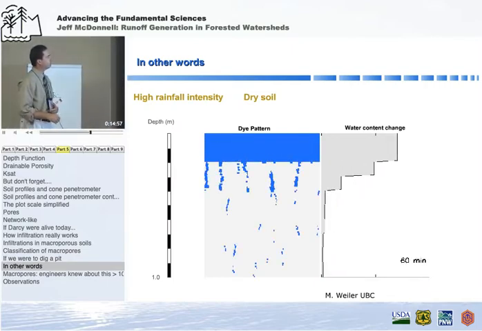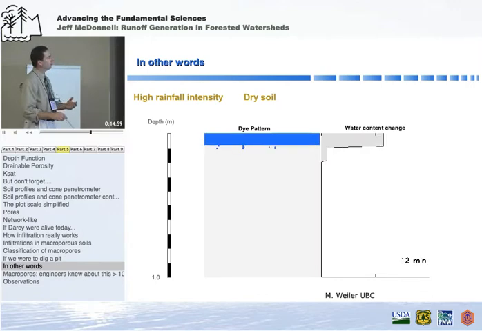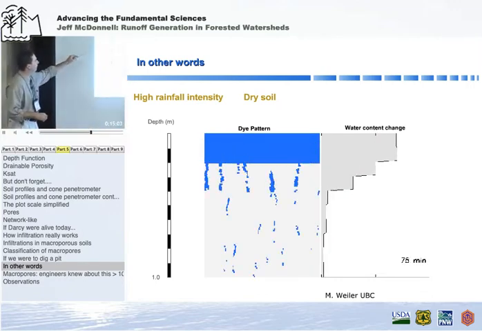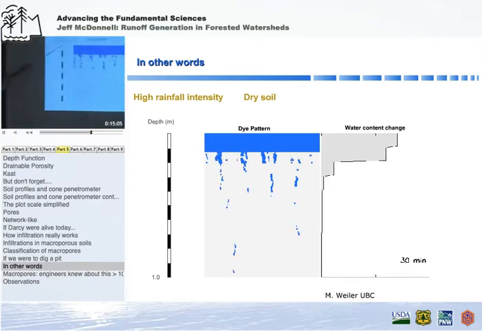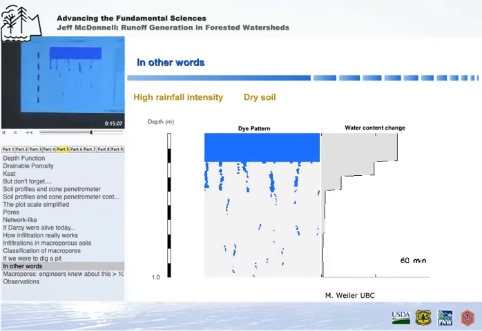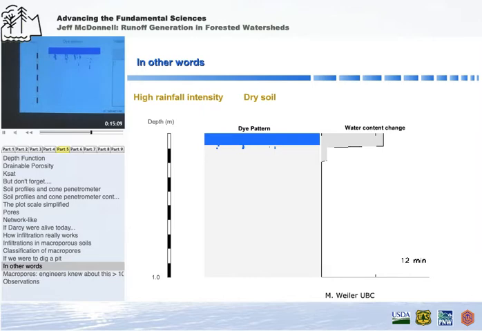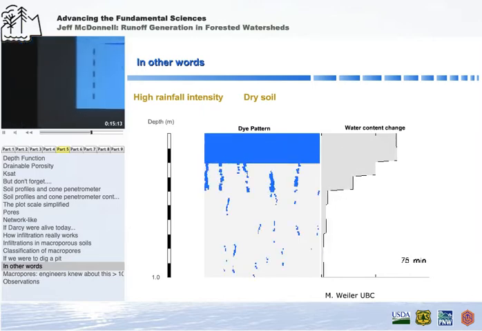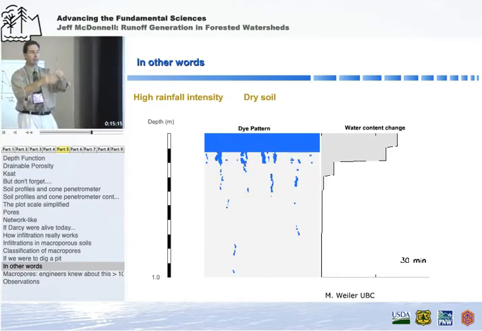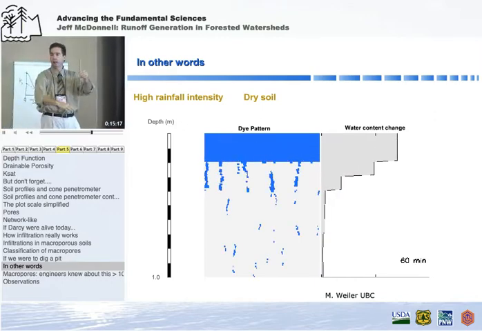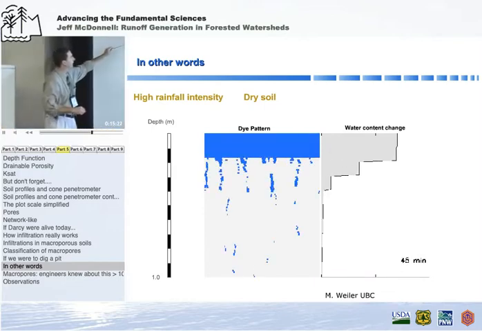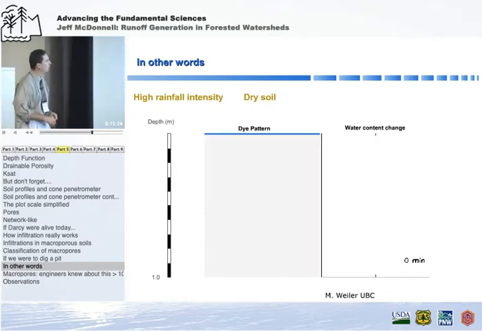Here's a visualization of this process. Marcus Weiler is a former postdoc of mine, and this is part of his PhD work. This is going from the soil surface down 1 meter. Those are water content changes measured with TDR rods placed horizontally in the soil now. So these are rods not integrating over 0 to 30 centimeters like we talked about before, but inserted at 10 centimeter increments down through the soil profile.